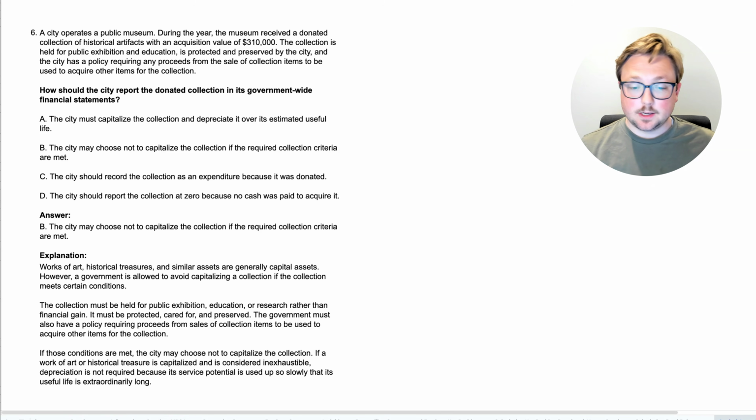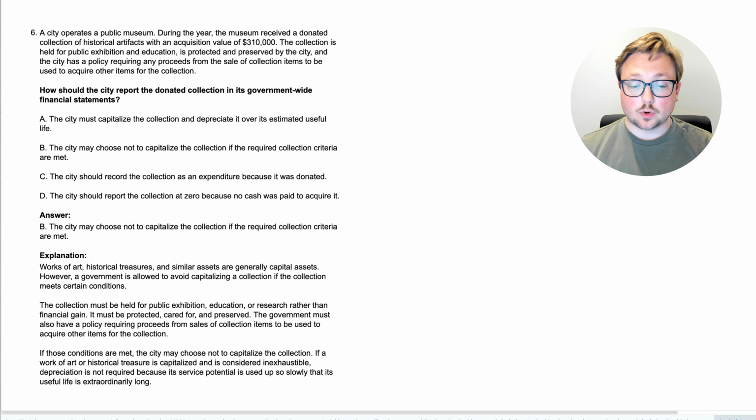It must be protected, cared for, and preserved, and the government must also have a policy requiring proceeds from the sales of collection items to be used to acquire other items for the collection. So again, they're not selling stuff to get a gain, they're selling it to maybe get new items. If those conditions are met, the city may choose not to capitalize the collection.